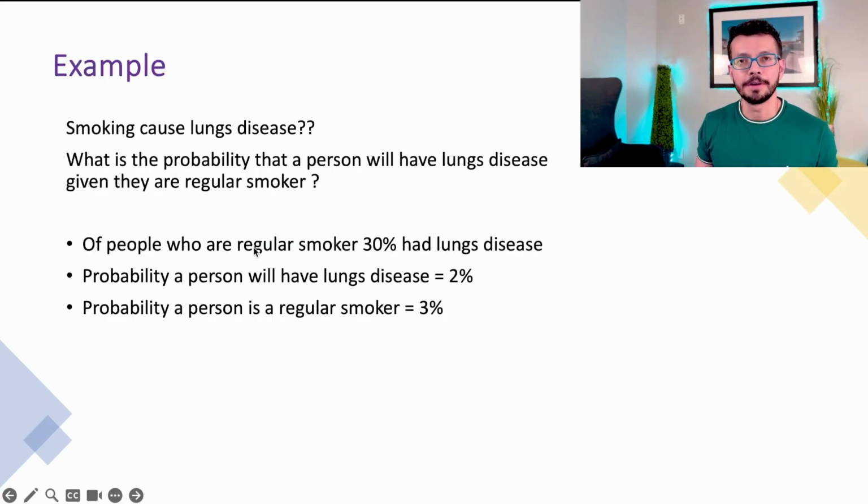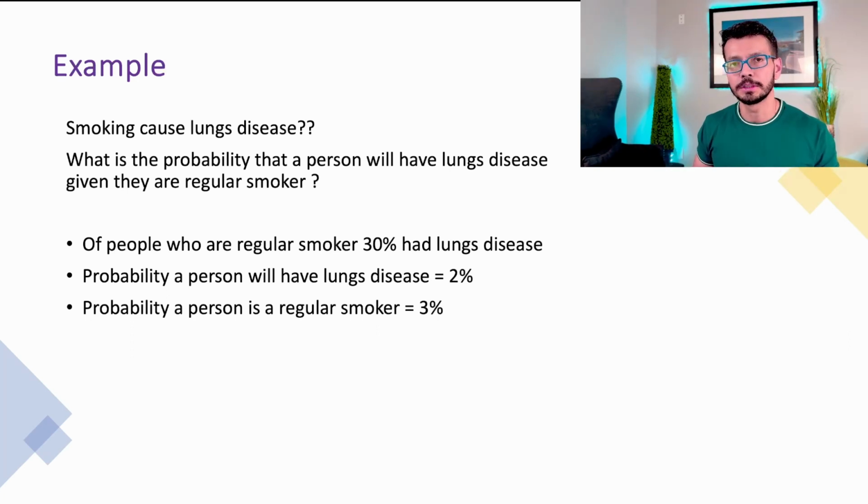So let's take a look at a very simplistic example, and this is the type of question that you could potentially expect in an interview setting. The question is, we all know that smoking causes some sort of lung disease. Now, what is the probability that a person will have a lung disease given they are a regular smoker? Now let's assume that being a regular smoker is something which is very well defined. This could be things like anyone who smokes more than, let's say, 10 cigarettes a day.